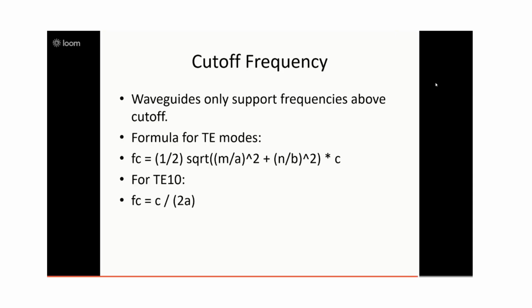It is half root over (m divided by a) whole squared plus (n divided by b) whole squared, and the entire thing is multiplied by c, where m and n are the mode numbers, a and b are dimensions, and c is the speed of light. For the TE10 mode, the cutoff frequency fc is calculated by dividing c by 2a. This is why selecting the correct dimension a is crucial in waveguide design.